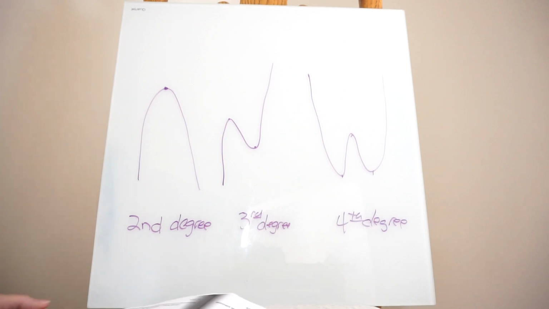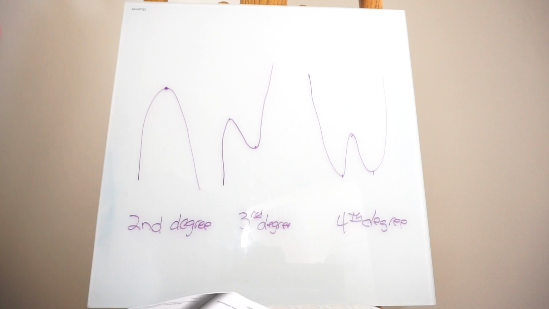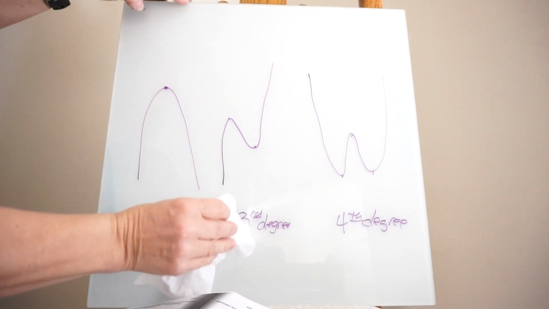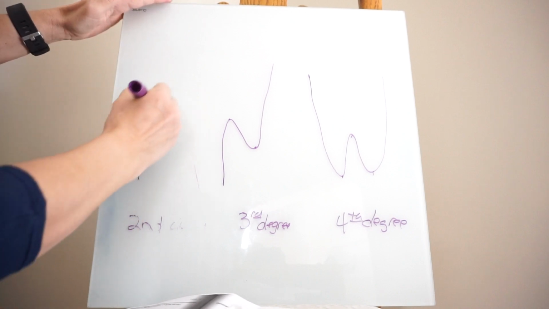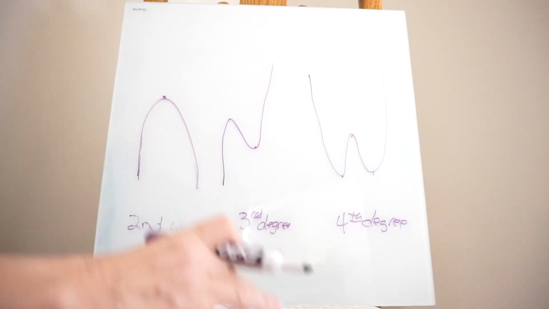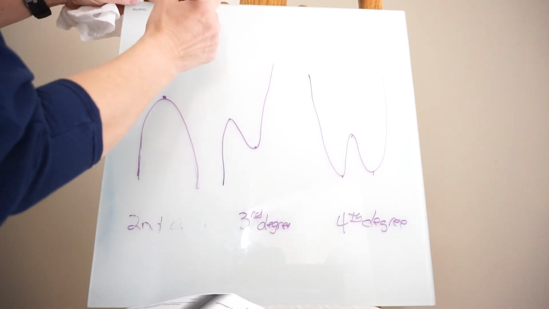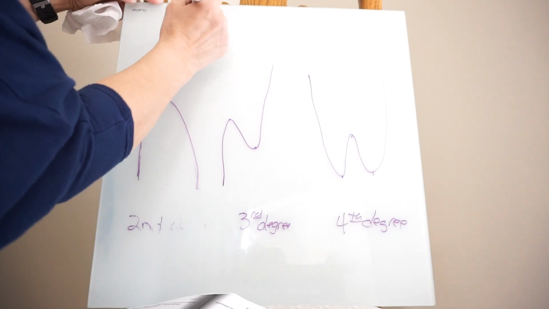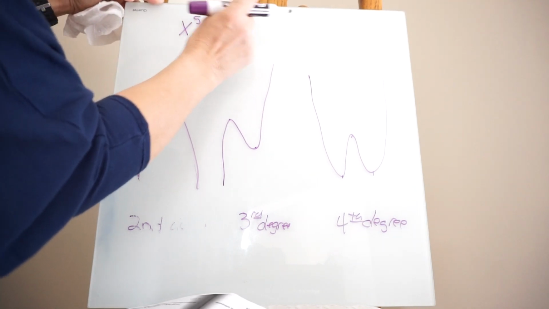The next thing that we're going to take a look at is the degree of the highest term of the polynomial. The degree of the highest term is also called the dominant term because if you had, let's just say we had something like this.